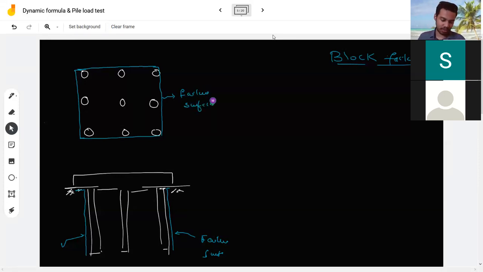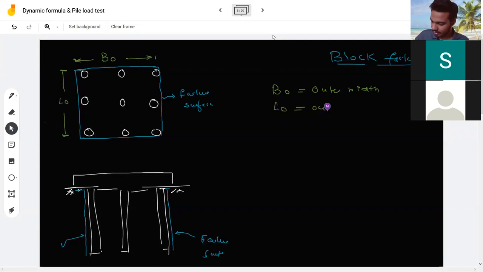Whenever you are having a block failure, आपको कुछ चीजों का ध्यान रखना है. One is you have to calculate this width. Now this is called as outer width. So I'm telling B0, which is called as outer width. And also you have to find L0, that is outer length. L0 is outer length. Okay, let's compute this.